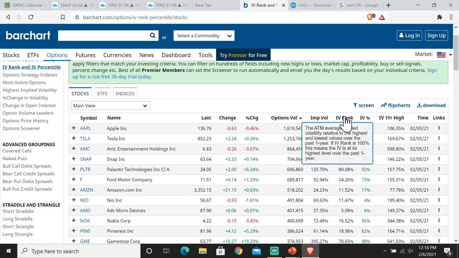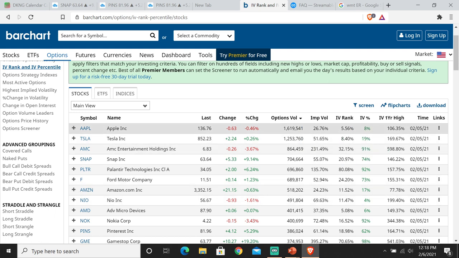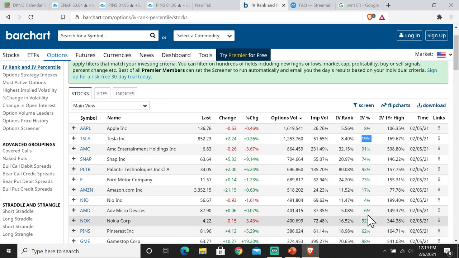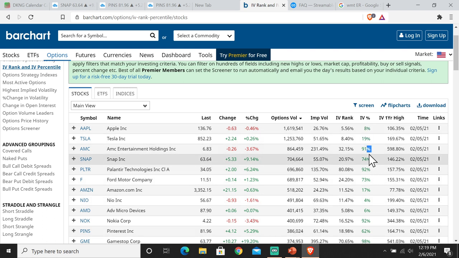If IV rank is 100%, this means that IV is at its highest level over the past 1 year. So that basically means that there's a lot of interest in a certain ticker right now if the IV rank is at 100% compared to usual. This is how you know if it's high relative to usual or not, because every stock will have different IV levels. You see here 8% on Apple, 19% on Tesla, 91% on AMC.